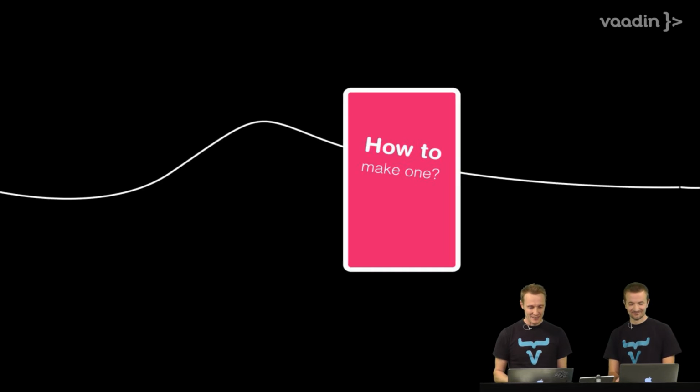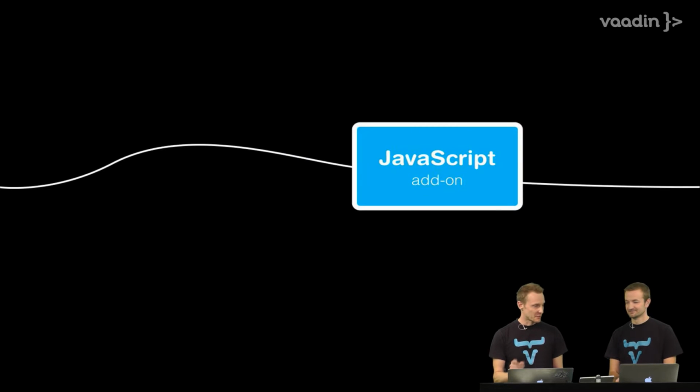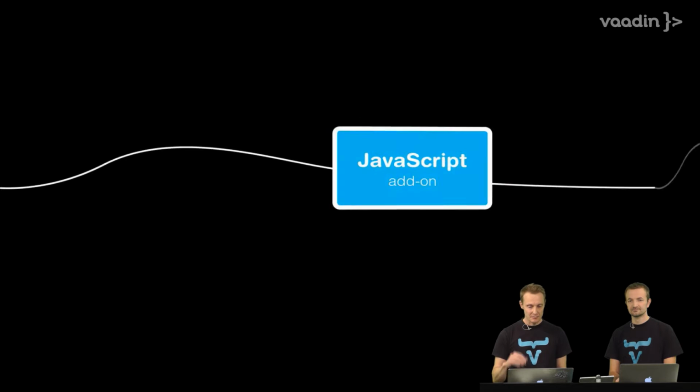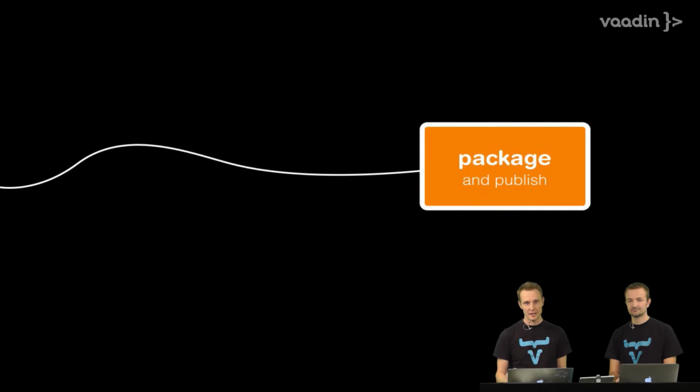So that's going to be on the JavaScript side. I think this is one of the most typical ones we are experiencing these days. So having some JavaScript add-on for Vaadin. And then we are going to talk about packaging and publishing. So there are small things to consider there also, and we'll check that later on.